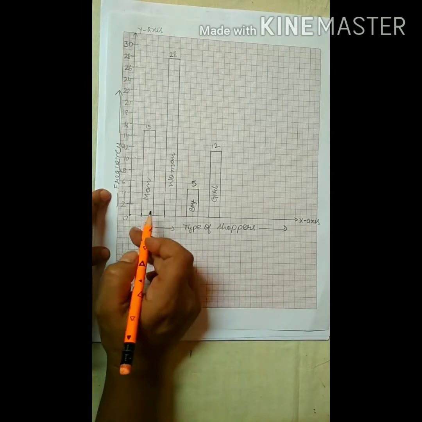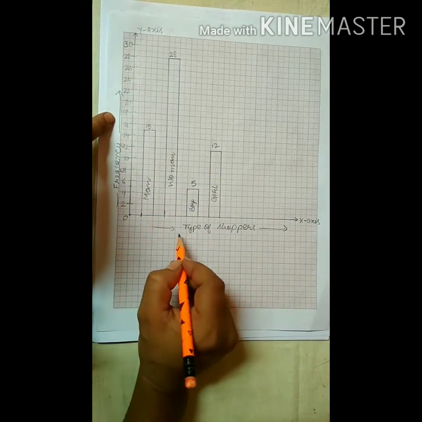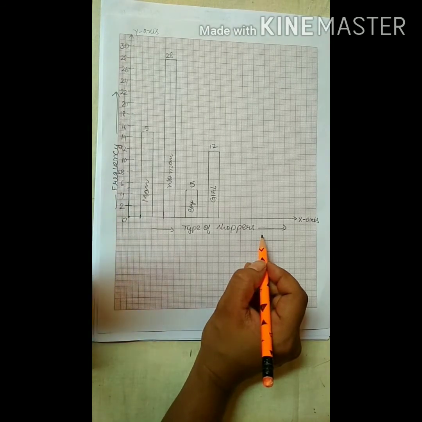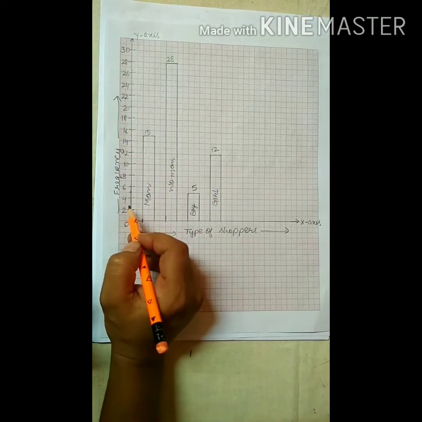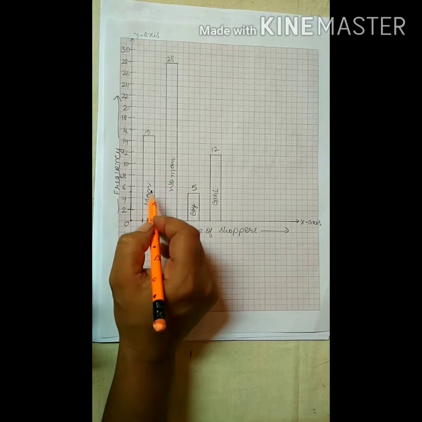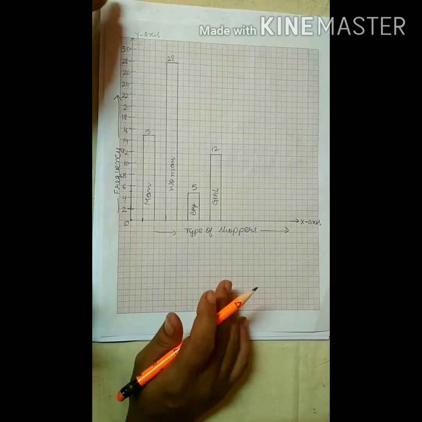Keep in your mind, always firstly draw the axes, then write down the frequency, and on the axes, what the x-axis shows, what kind of information, the y-axis shows the frequency, then draw the bars of different heights as given in the question.